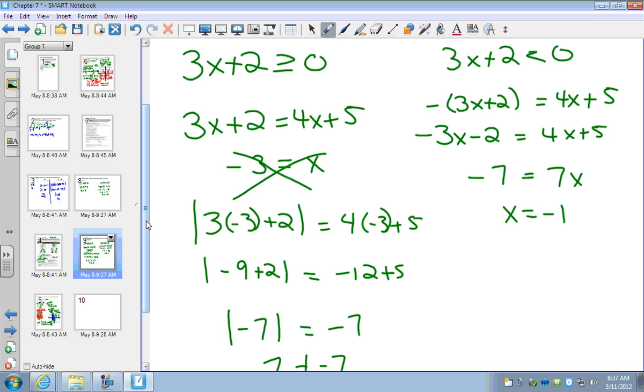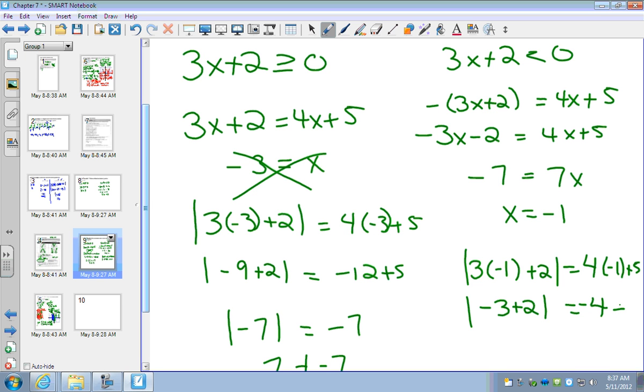Okay, let's try this negative 1 and make sure that works. In the original equation, we have the absolute value of 3 times negative 1 plus 2. Does that equal 4 times negative 1 plus 5? So negative 3 plus 2, is that equal to negative 4 plus 5? Does the absolute value of negative 1 equal 1? You better believe it does. So that solution works.